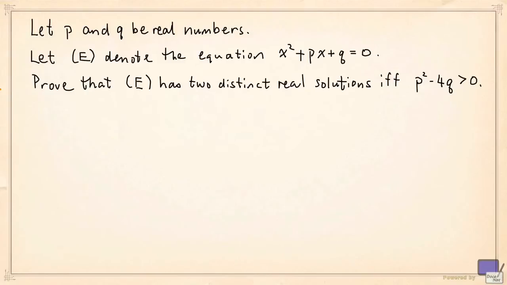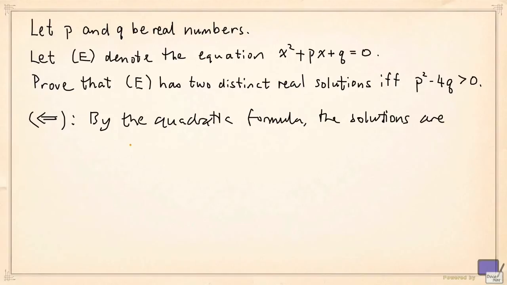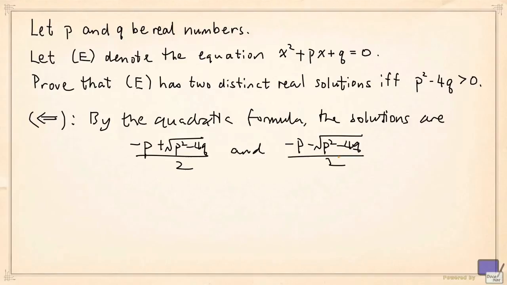We will first prove sufficiency. That is, we're going to prove that if p squared minus 4q is greater than 0, then the equation has two distinct real solutions. And we use this left pointing arrow to denote this direction. So we're going to use the quadratic formula. So by the quadratic formula, the solutions are given by minus p plus the square root of p squared minus 4q, all divided by 2, and minus p minus the square root of p squared minus 4q, divided by 2.